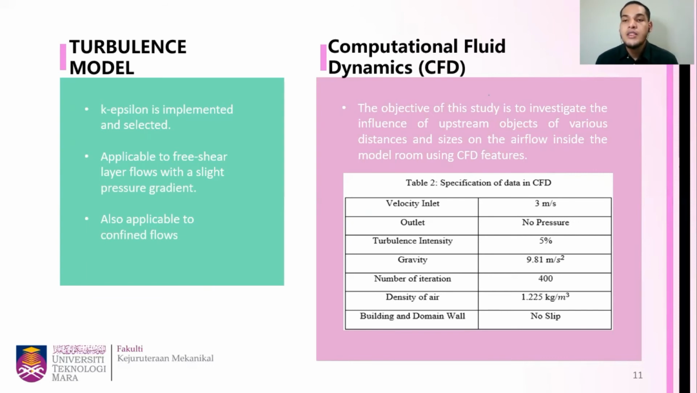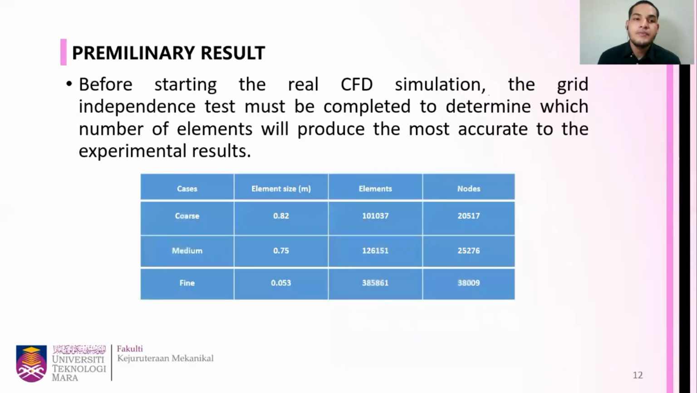The gravity is 9.81 meter per second square. For the number of iterations, we use 400. The density of air will be 1.225 kilogram per meter cube. And for the building and domain wall, we set the building and domain wall with no slip.